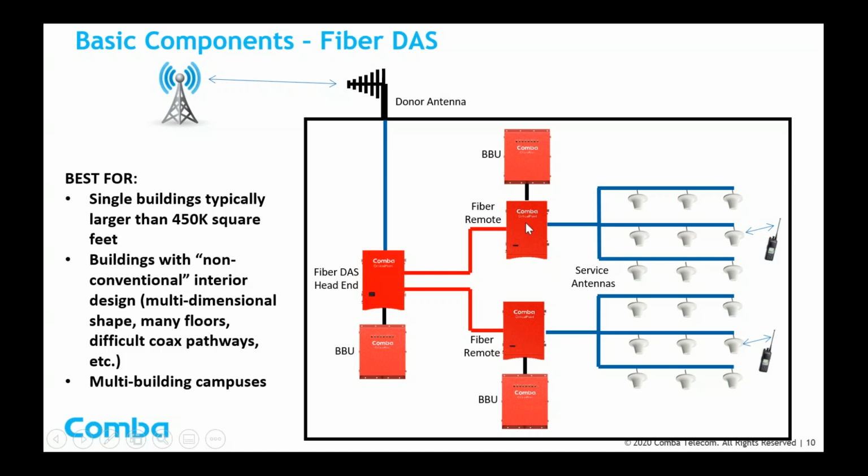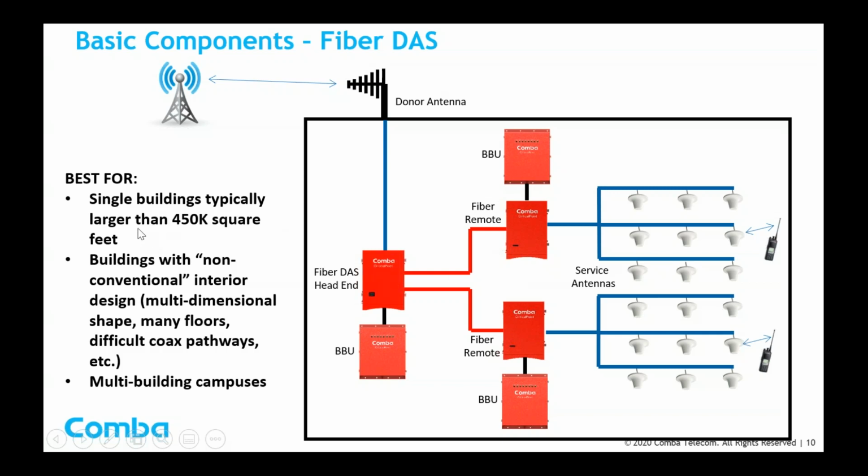These fiber remote units have amplification in them, and they in turn are connected to the infrastructure with the passive service antennas. And again, the fiber DAS remotes have to be battery backed up per ordinance. So again, we're showing the BBUs here.